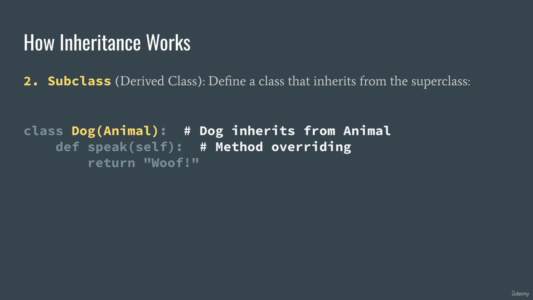Next, we define a subclass, or derived class, that inherits from our superclass. In this case, we create a dog class that inherits from the animal class. Here, the dog class is derived from animal, meaning it inherits all the attributes and methods from the animal class. Additionally, we override the speak method in the dog class to provide a specific implementation.